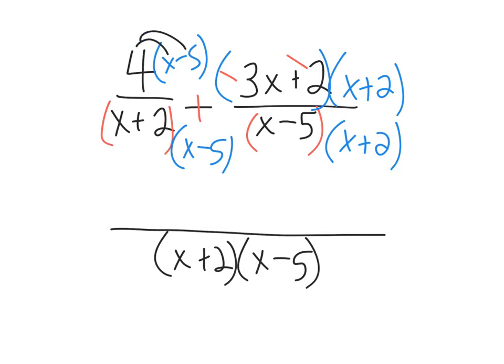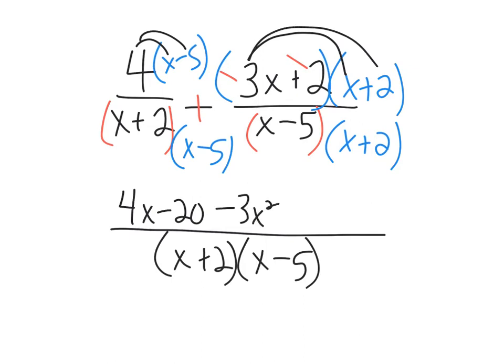Okay, and then we can distribute. So that'd be 4x minus 20. And then the second one we're going to have to FOIL out. So that'd be minus 3x squared minus 6x minus 2x minus 4.